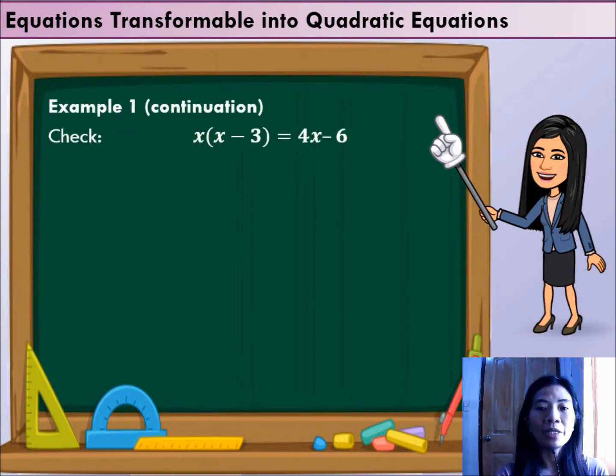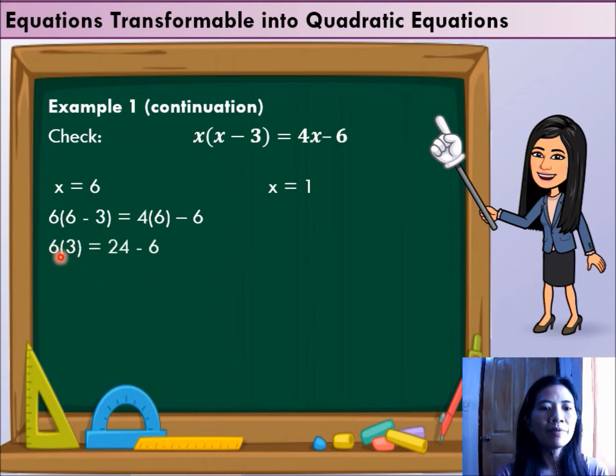Okay, so we are going to check by substituting the value of x to the original equation. So let's have first x equals 6. So we will substitute the variable x with 6. So 6 quantity 6 minus 3 close quantity equals 4 times 6 minus 6. Okay, so we are going to simplify first the number inside the parentheses.